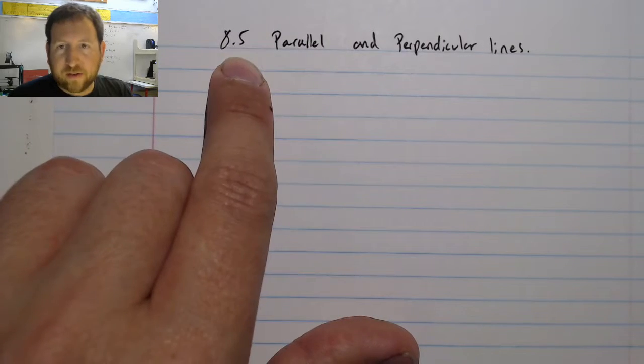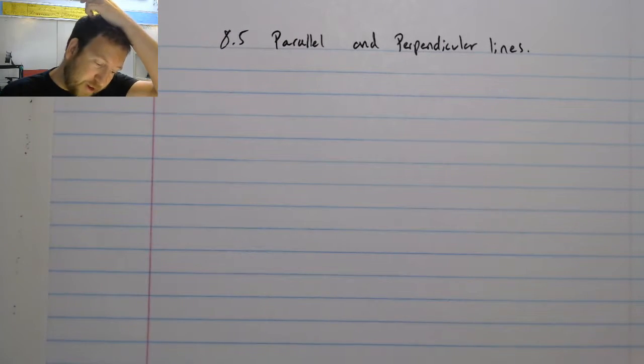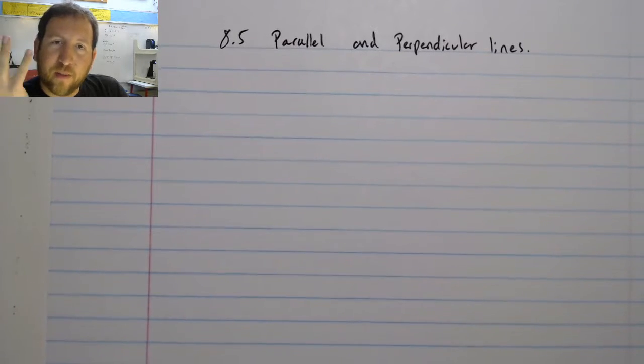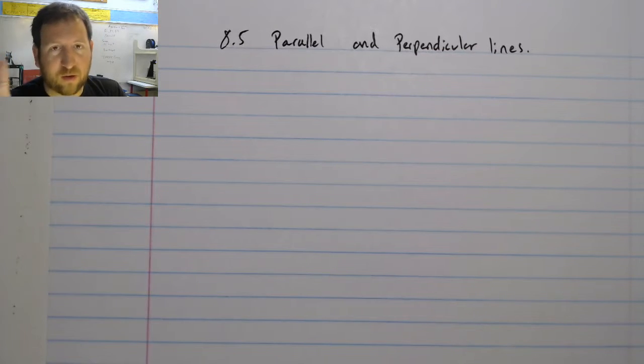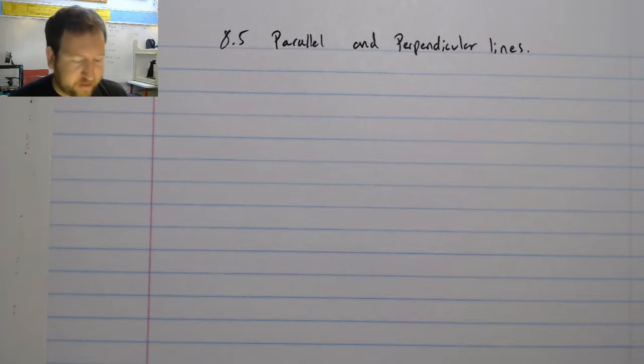Alright, this is section 8.5, and it's actually going to be a really short video. I feel like they may have done this in a little bit of a reverse order, because a lot of the stuff we actually talked about in the last section, and a lot of these questions are going to be really, really easy. So real quick, let me just refresh your memory on parallel, perpendicular, and intersecting lines.